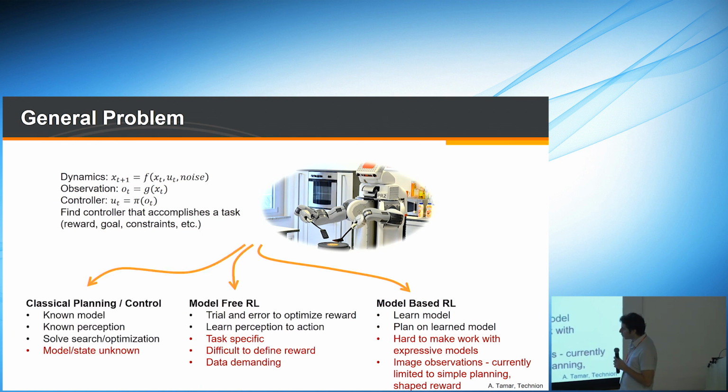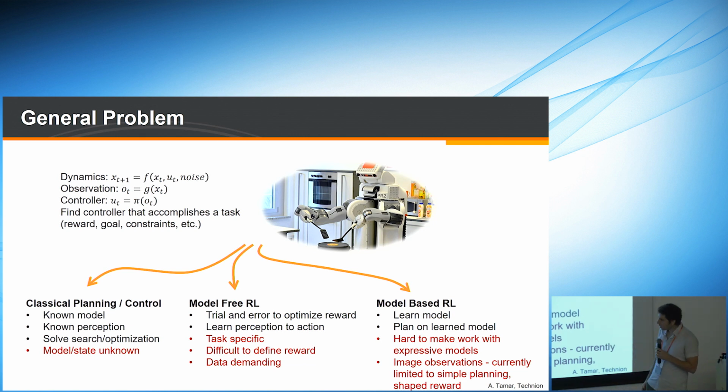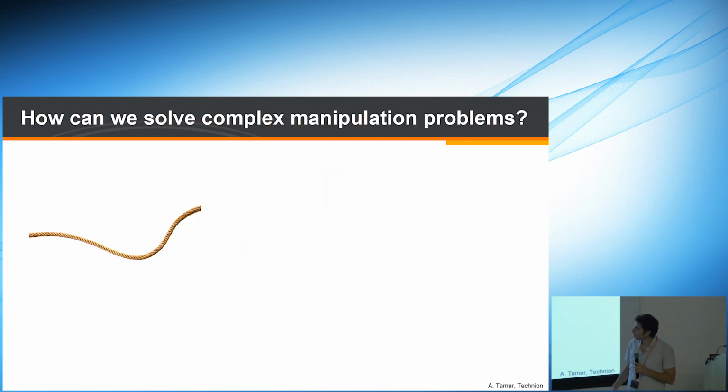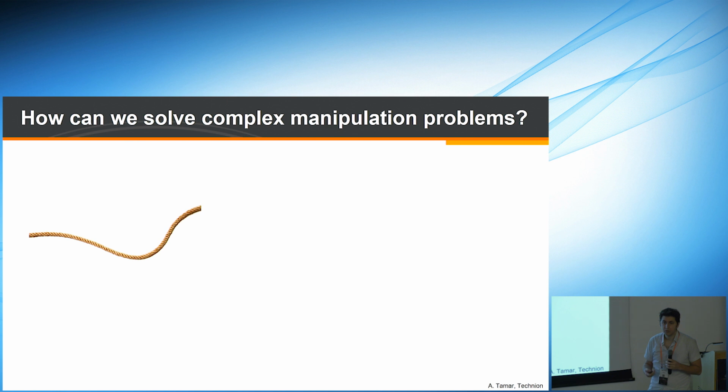So all of these approaches have some fundamental drawback when it comes to having autonomous robots that solve general tasks in unstructured environments. And today I'll suggest a different approach, which is slightly different than all of these. And to motivate it, I'd like to ask you, let's do a simple experiment. Here's an image of a rope.